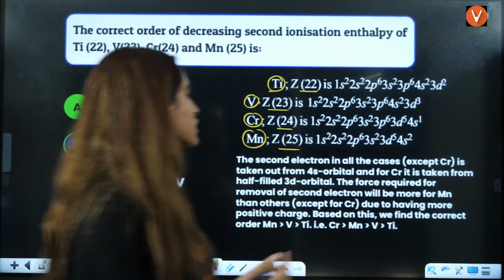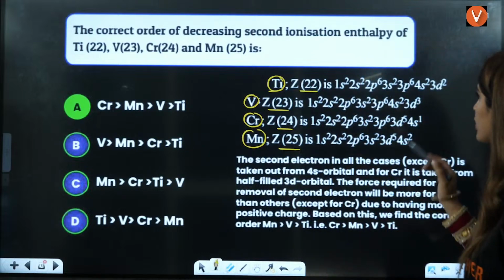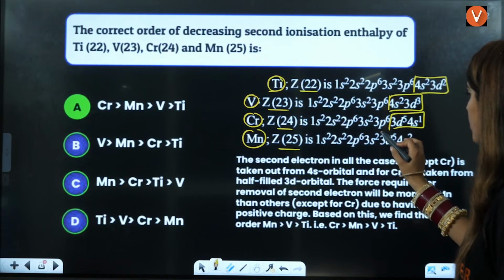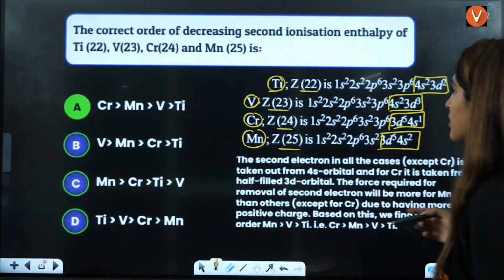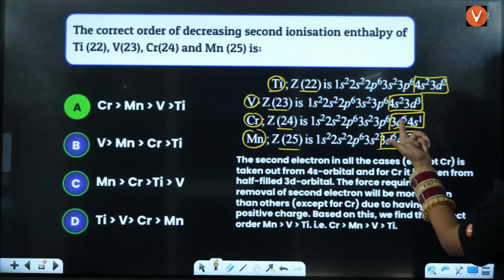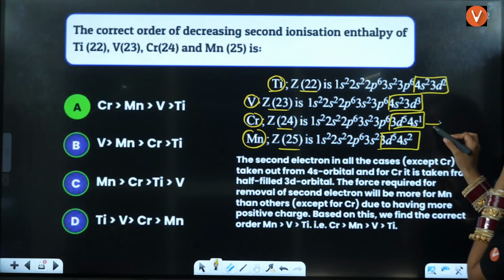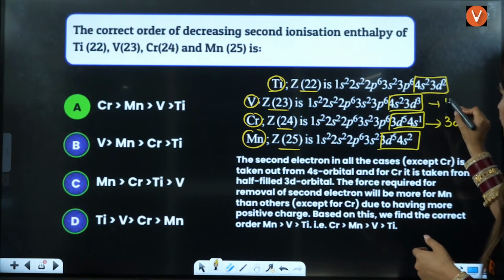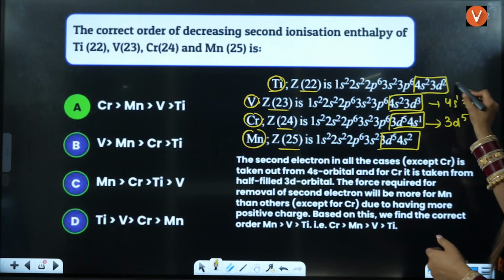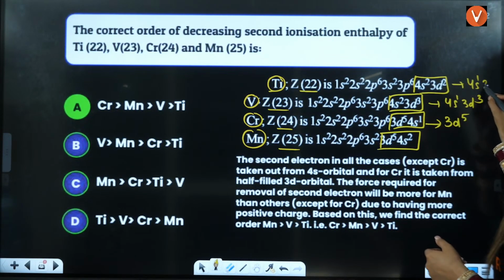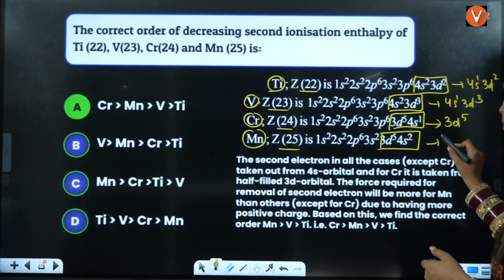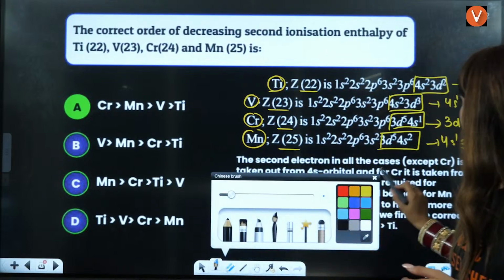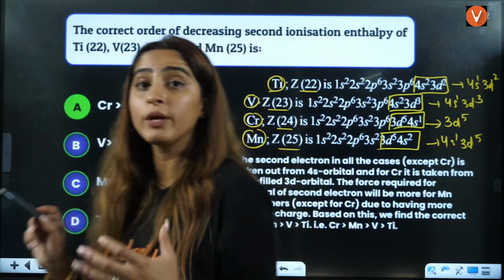One ionization energy, firstly let us write down the electronic configuration. This is the outermost electronic configuration. First ionization energy means you take out electron from here, electron from here, electron from here, electron from here. First ionization energy is going to give you 3d5. This is going to give you 4s1 3d3. This is going to give you 4s1 3d2. This is going to give you 4s1 3d5. So maximum it is for chromium, right?